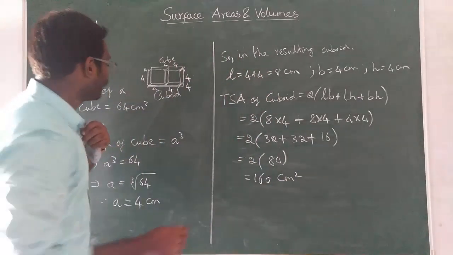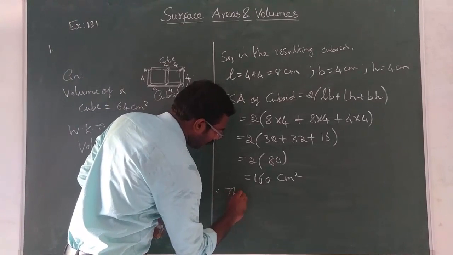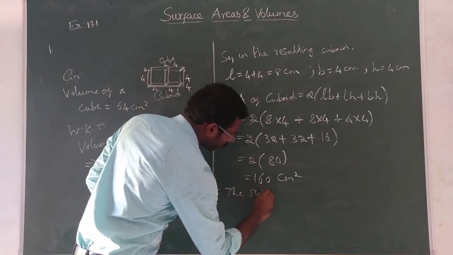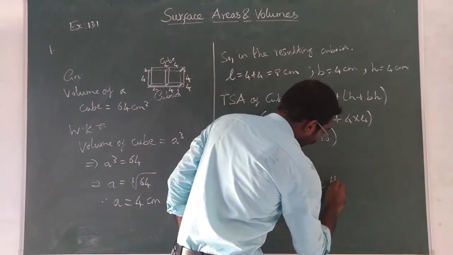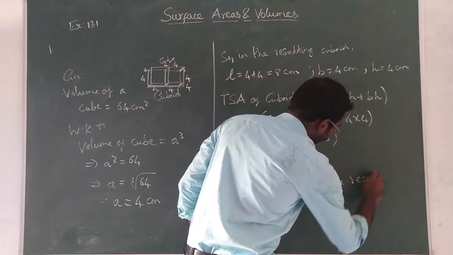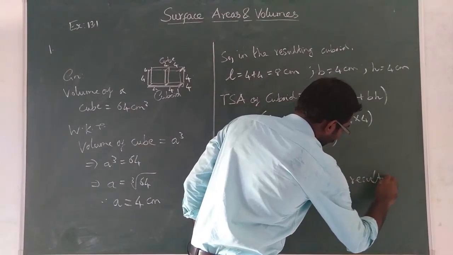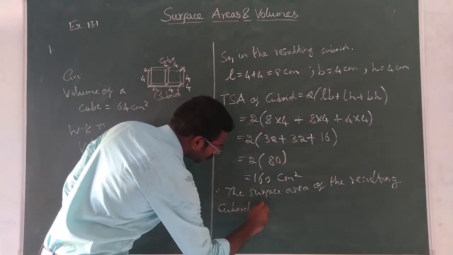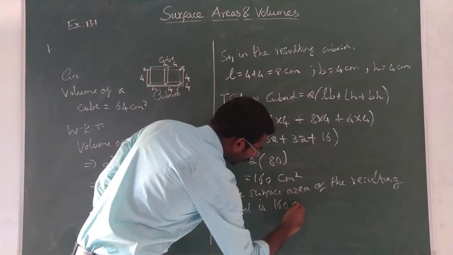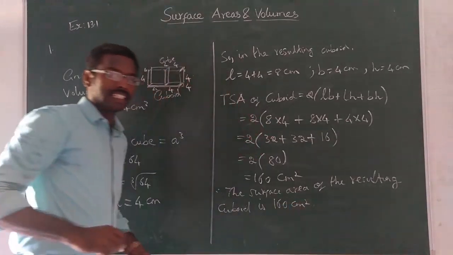Finally you can write the statement: therefore, the surface area of the resulting cuboid is 160 centimeter square. Is it easy?